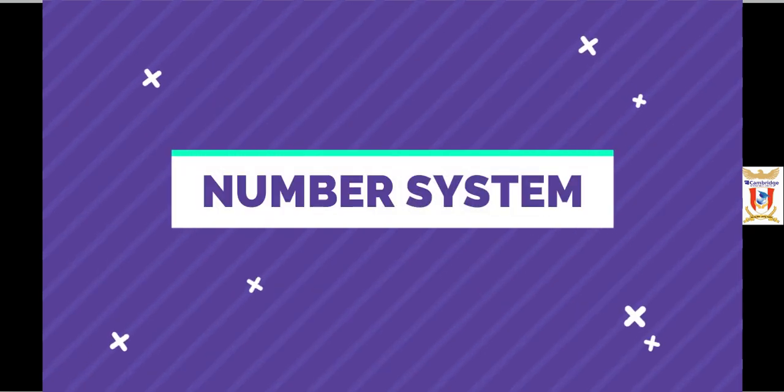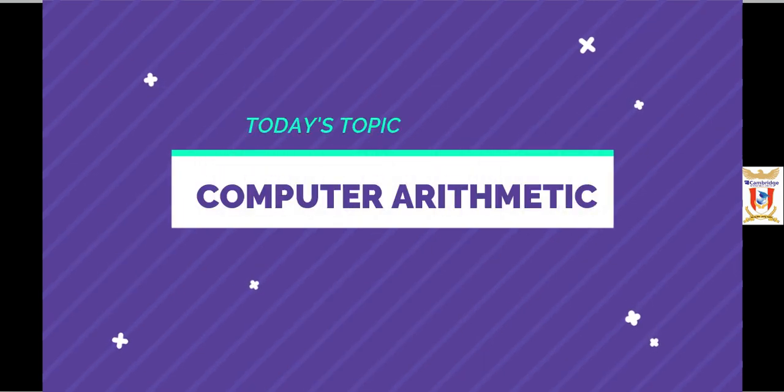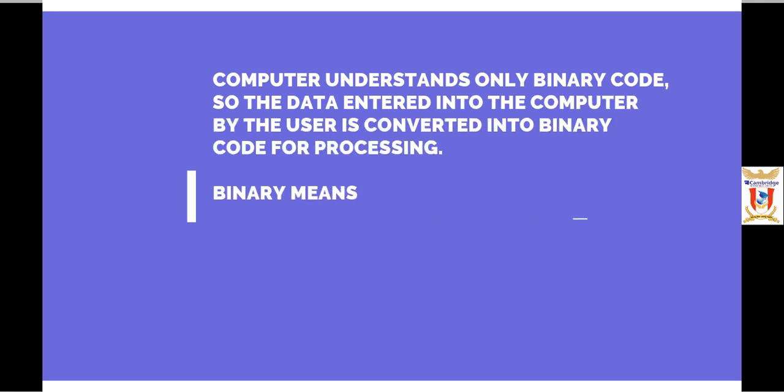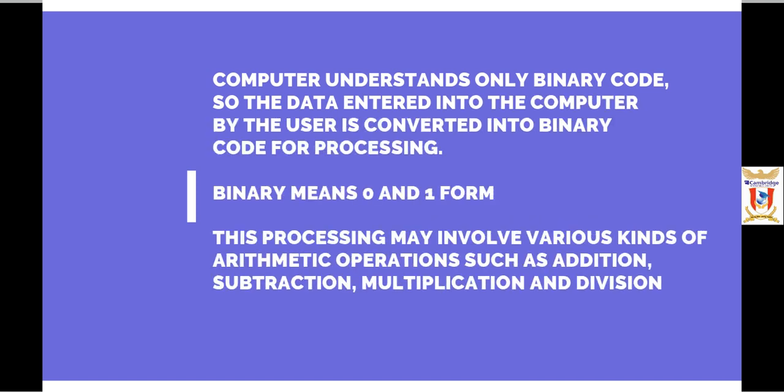We are doing the chapter Number System and this is the last topic of the chapter, that is computer arithmetic. Now, computer understands only the binary code, so whichever calculations you perform or whichever data you enter in the computer will be converted into binary codes first. By binary I mean only the 0 and 1 form. So this processing may involve various kinds of arithmetic operations like addition, subtraction, multiplication and division, etc.